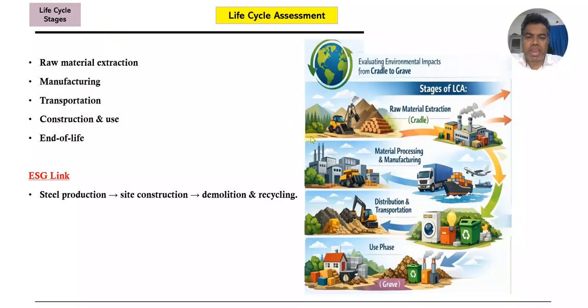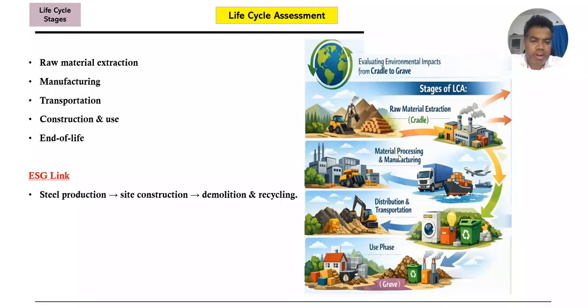Here we have life cycle stages. What are the life cycle stages? First, we are coming with our photographic representation, where we are evaluating environmental impact of any material from cradle to grave. The first stage is raw material extraction. Here you can see a photograph of the raw material, which first goes into industry. Then in industry, it is manufactured, that is, the processing or manufacturing of the material.